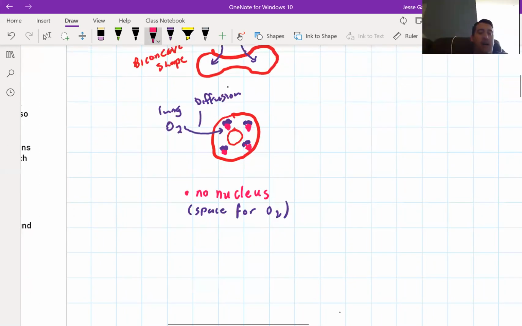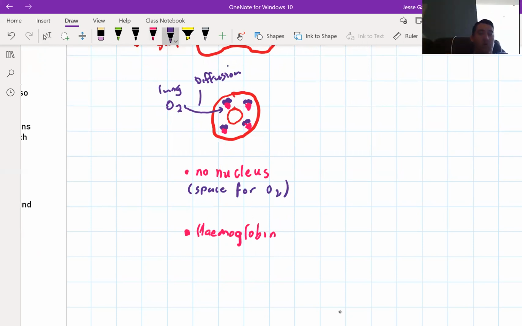This protein has a funny name. It's called H-A-E-M-O, hemoglobin. Hemoglobin. All right, so this is a protein that carries oxygen. So we say it holds, carries oxygen.